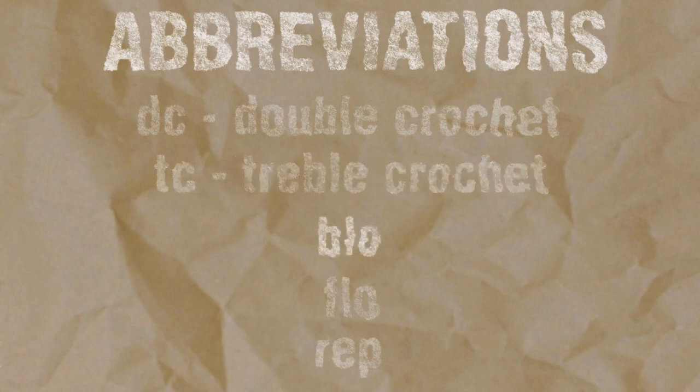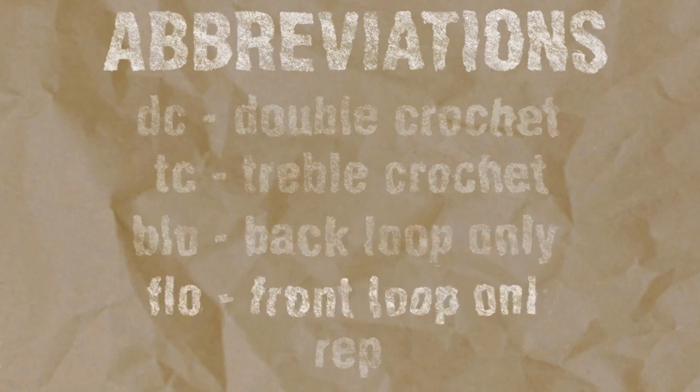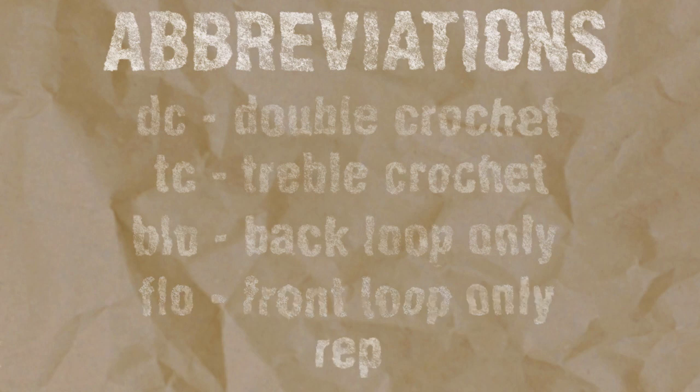Next you might see BL or BLO, which means back loop only, and then FL or FLO, which means front loop only. And then you might see REP, which just means to repeat.